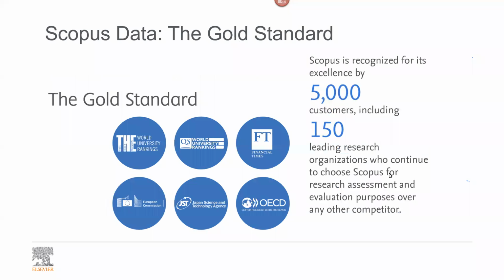Scopus is used by more than 5,000 universities and institutions worldwide, 150 of them leading research organizations, like, for example, the European Commission, the OECD, in addition to ranking organizations like Times Higher Education and QS. They depend on the data in Scopus only.